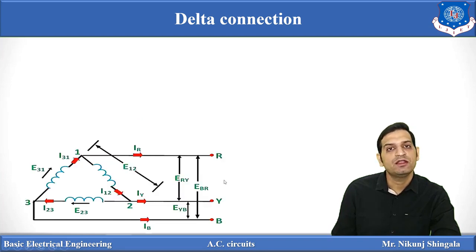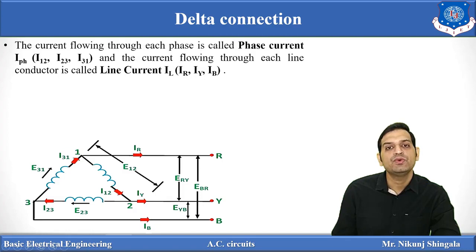So here you can see again a delta connected system. R, Y and B are the lines. IR, IY and IB are the line currents. Then E12, E23 and E31 are the phase voltages. The current flowing through each phase is a phase current, that is I12, I23 and I31 in this case, and the current flowing through each line conductor is nothing but the line current, that is IR, IY and IB, and generally it is denoted by IL.